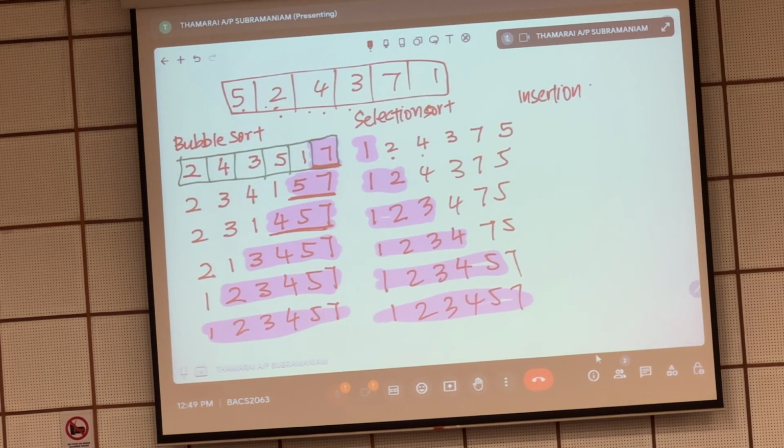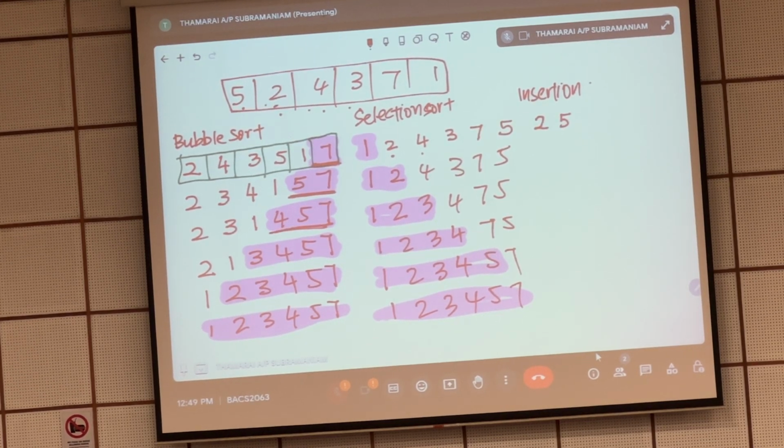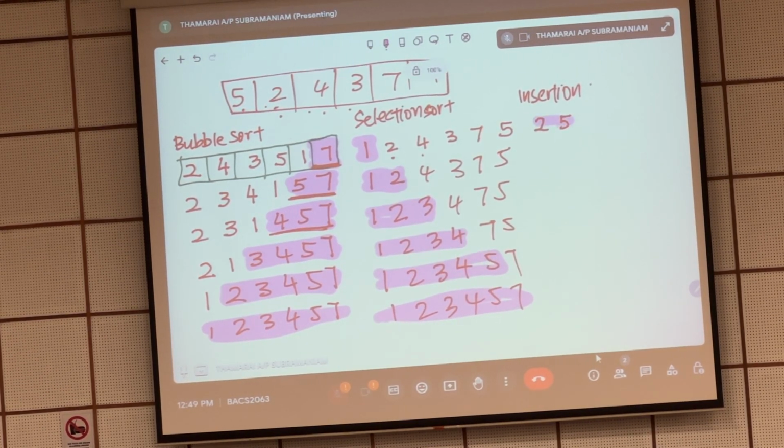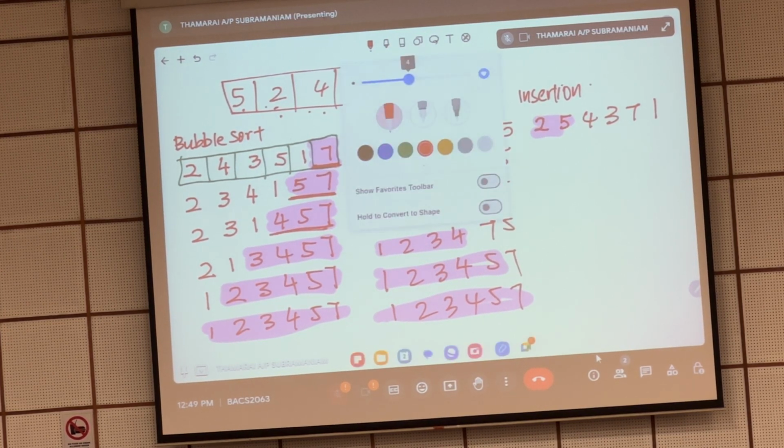Alright? So 5 comes after 2 or before 2. Of course, we have to take 2 and insert it in the correct position. Okay? And 4, 3, 7, 1. Okay? Next.